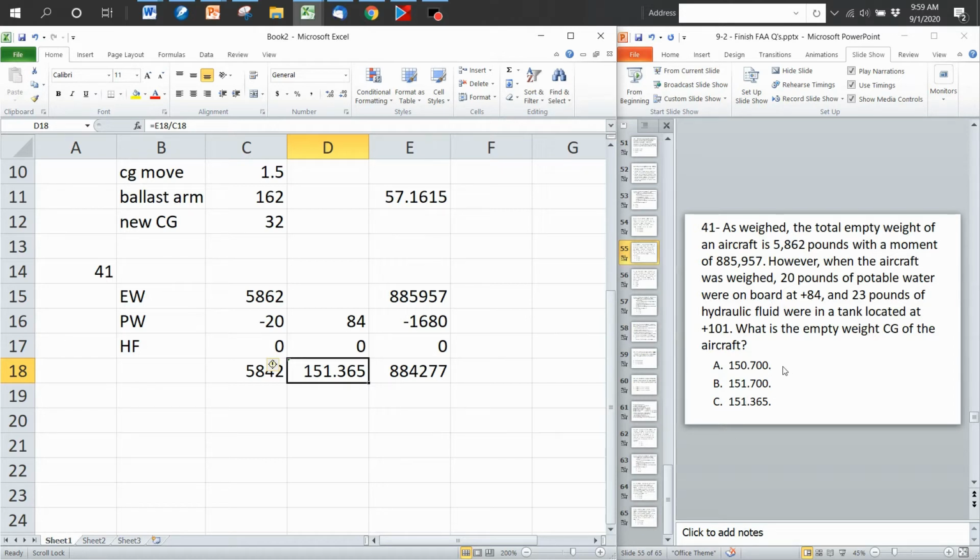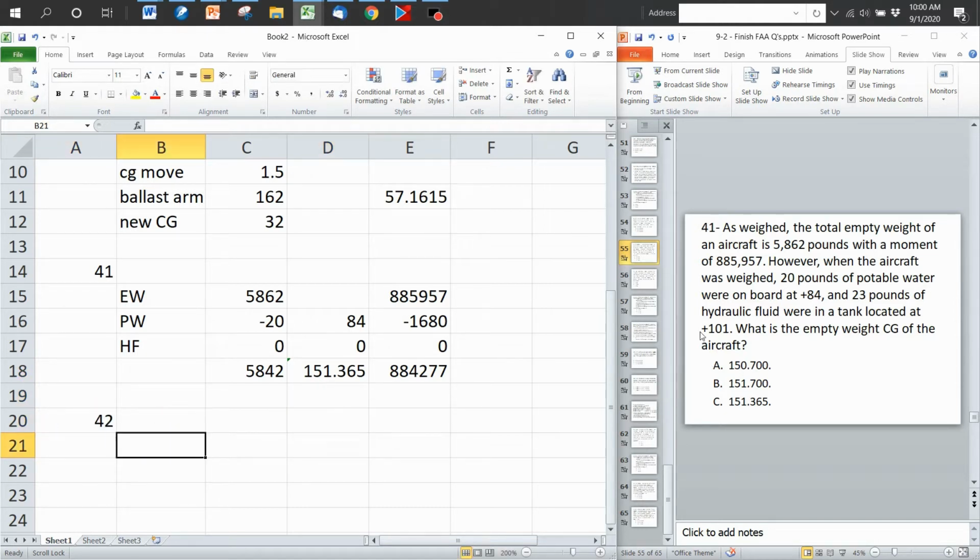But let's say that we were going to be tricked by the FAA and put in minus 23 on my hydraulic fluid, because we're taking it off, and put it at 101, and bam, we get this 151.565. If I had that, I'd probably go, what do I do with that? Okay, I'm going to guess it's that 6, the one that was closest, and I'm going to get the wrong answer completely. Because hydraulic fluid is part of the empty aircraft, I don't take it off, and we're just going to zero that column out. And we're ready to move on to 42.